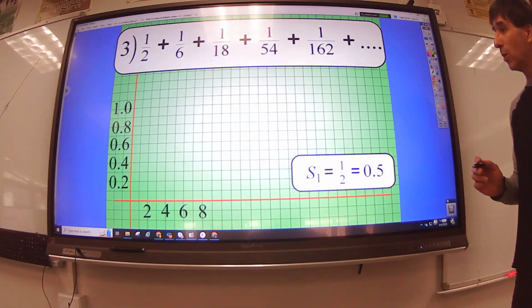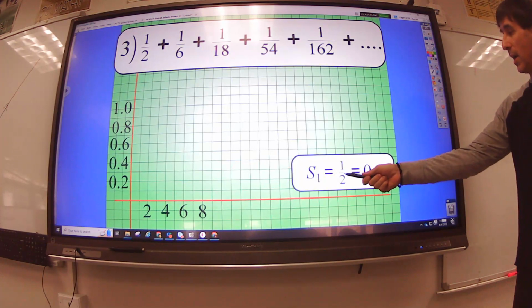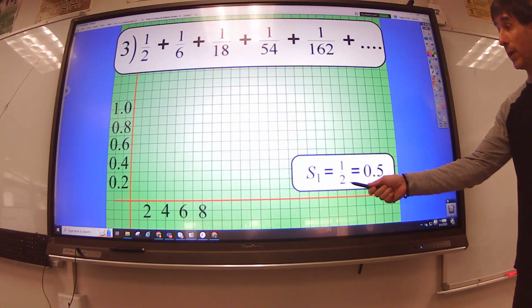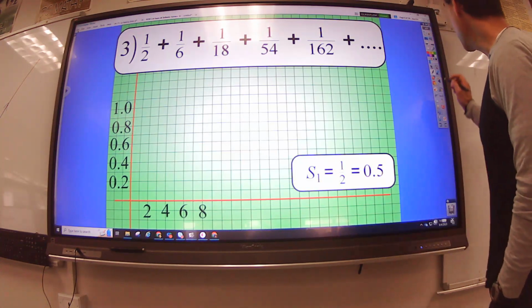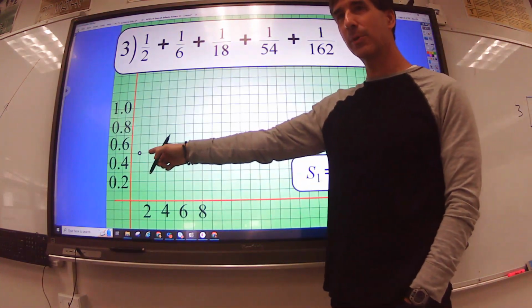Okay, so S1. My first sum is 1/2. So you're going to plot it at 1/2 right here, 0.5 in decimals.